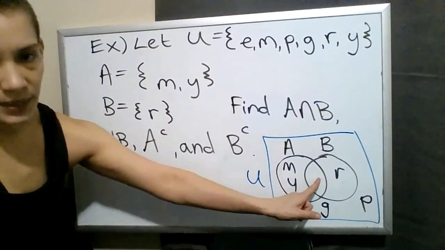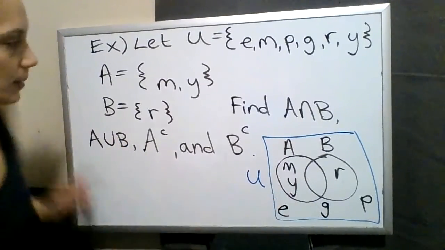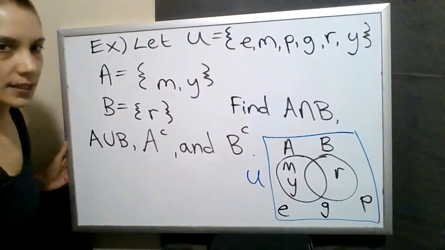A intersect B is empty. And you can write brackets, empty brackets. It's also okay to just write the empty set.